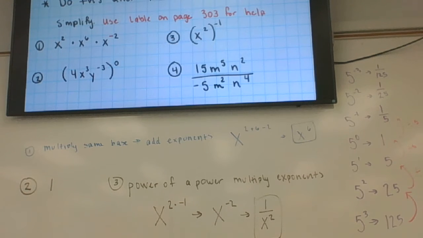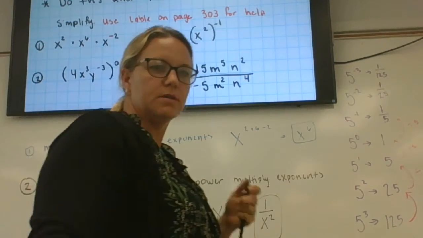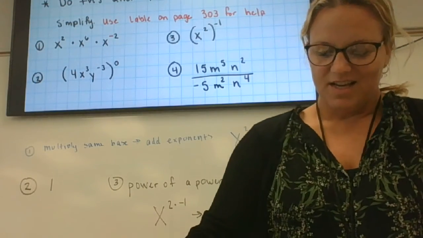You can't have these negative exponents in answers. It's not simplified. So then how would you solve it if that negative exponent is smack dab in the middle? We'll look at some examples and notes. Okay, number 4.